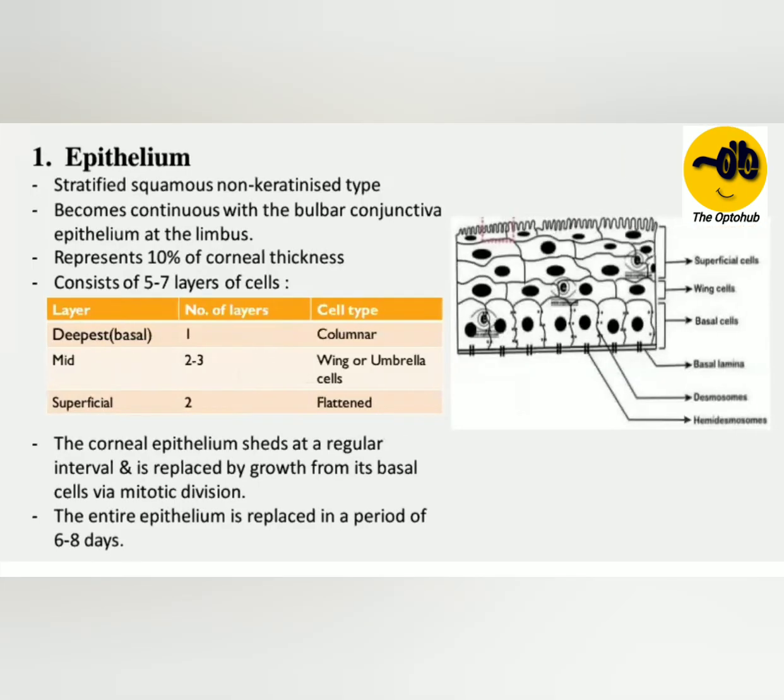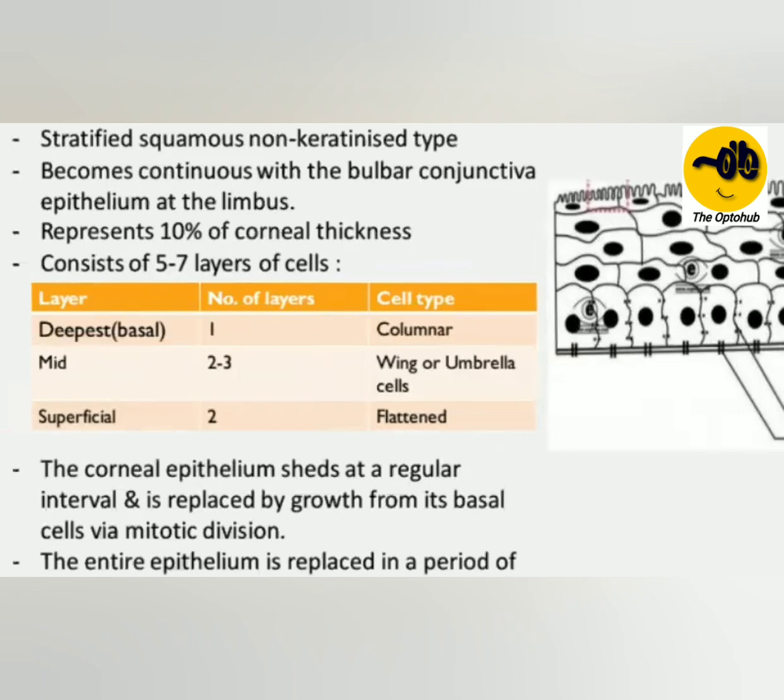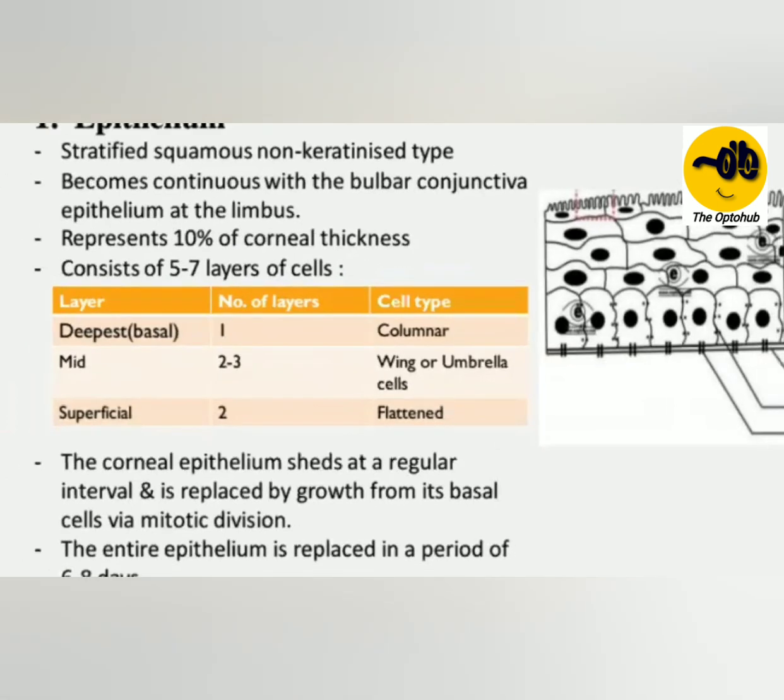So our first layer is the epithelium. The epithelium of the cornea is stratified squamous non-keratinized type. That means it does not consist of keratin, and that is what makes the cornea a living cell. It is continuous with the bulbar conjunctival epithelium at the limbus. As you all know, the limbus connects the cornea and the sclera. So if both are connected, then the epithelium will also be connected to each other. That is, the corneal epithelium is also connected with the bulbar conjunctival epithelium. Bulbar conjunctiva is present on the sclera, so they both are connected to each other.